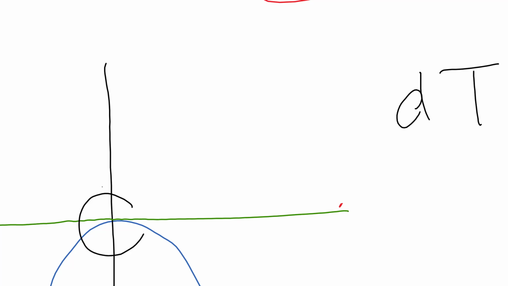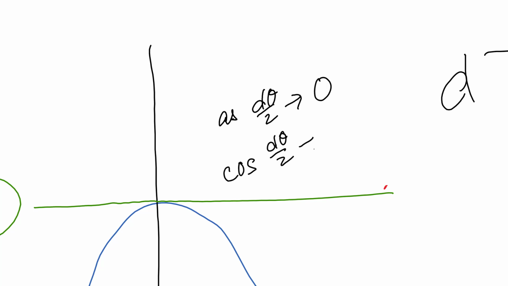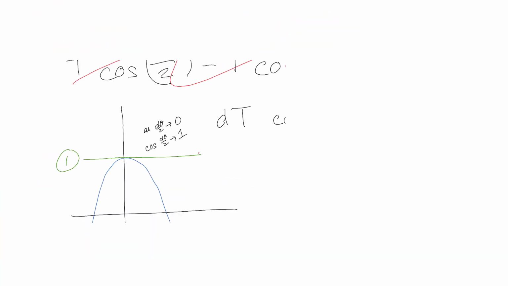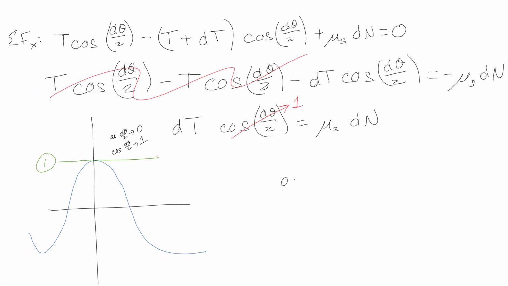as I zoom in on this circle right here and see what's going on, as I get closer and closer, and I can't get any closer with my mechanism, that cosine is going to be basically 1. It's not exactly 1, but as d theta over 2 approaches 0, cosine of d theta over 2 approaches 1. So what that means is I can rewrite that cosine d theta over 2 as 1. That gives me dt is equal to mu s dn.